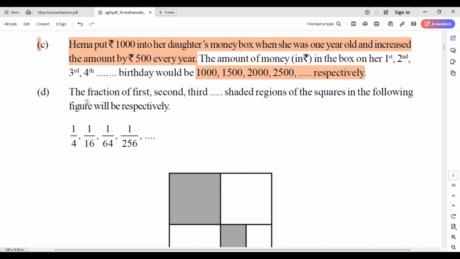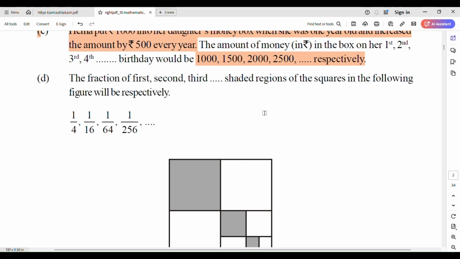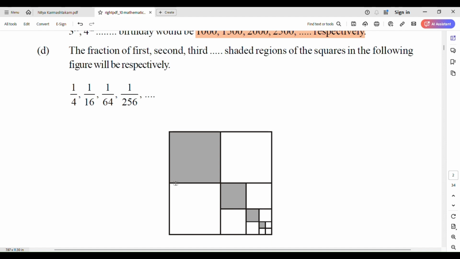Another example, the fraction of first, second, third shaded regions of the squares in the following figure will be respectively like this. This is 1/4 of the complete square, right? And this is 1/4 of the 1/4, that is 1 by 16. This is 1 by 64, this is 1 by 256. That is 1 by 4, 4 square, 4 cube, 4 to the power of 4. So this sequence goes on like this. So this is another sequence here like this.